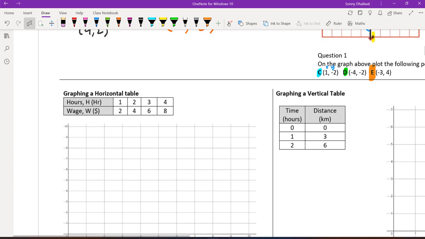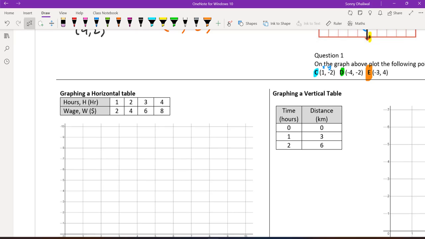Now, tables can be written in 2 different styles. You can have horizontal tables over like this, and you have vertical tables like this. And the key is to know which column is the X column, which column is the Y column. These tables should be written in a standard format.